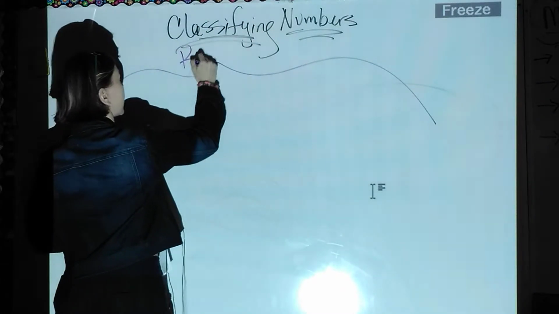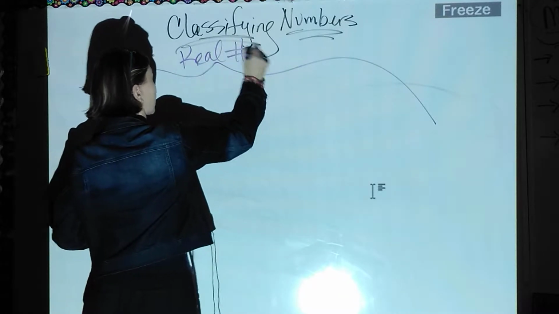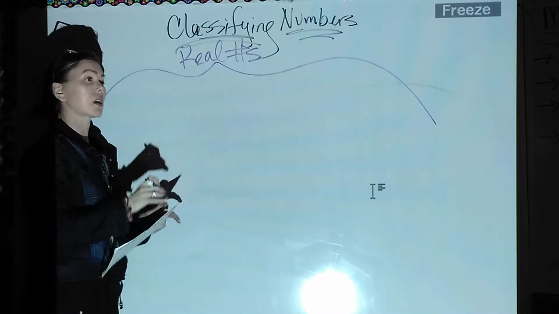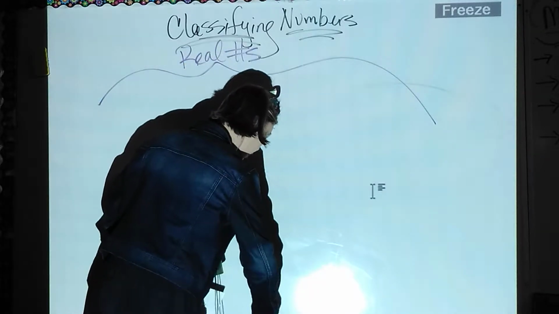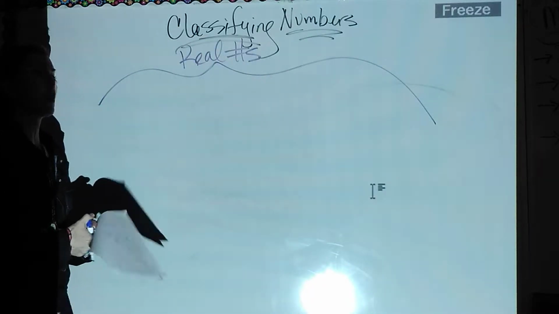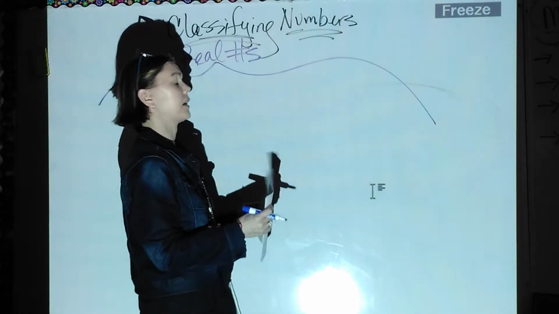So everybody go ahead and draw your squiggly. Okay, and we're going to call it real numbers. Okay, everything falls under the guise or the umbrella, if you will, of real numbers. So if you think of money, dinero, the green, yes.